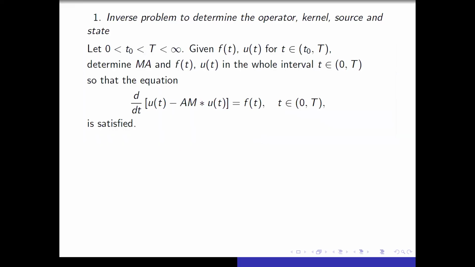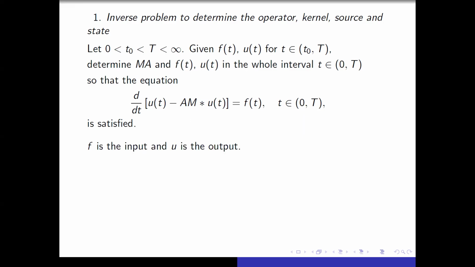And now we reach the formulation of inverse problems, also the uniqueness results. We have such a situation here that two numbers, namely T0 and T here, satisfy such inequalities. And we are given functions F(t), abstract functions with values in space X, from T0 to capital T. And now the aim is to determine the product of M and A, and also the history of U, F, and U. This means F and U in the whole interval from 0 to capital T, so that the following equation is satisfied.